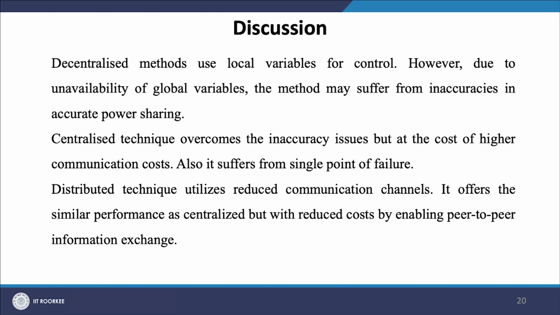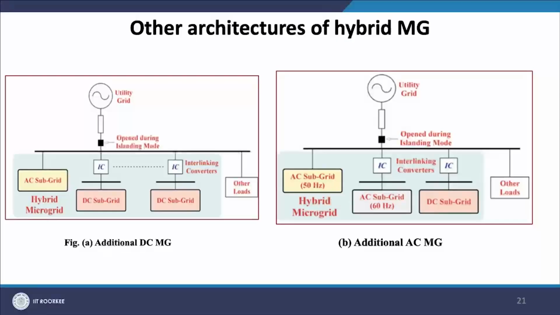information exchange. In contrary to the conventional architecture of hybrid microgrid, there exist other configurations such as AC-DC coupled hybrid microgrid with additional DC subgrids or AC subgrids as shown in the figure. This configuration is feasible to increase the power capacity and reliability of the system.